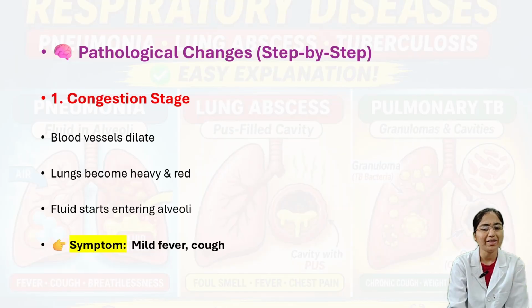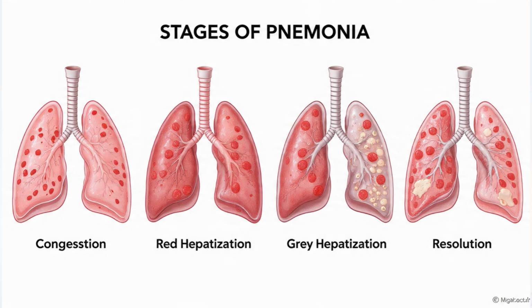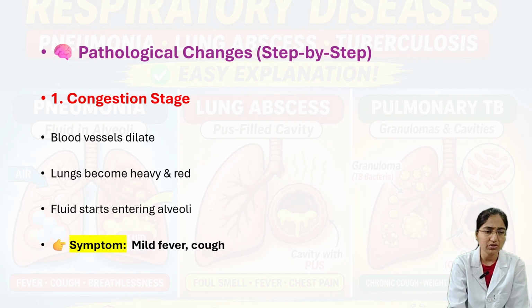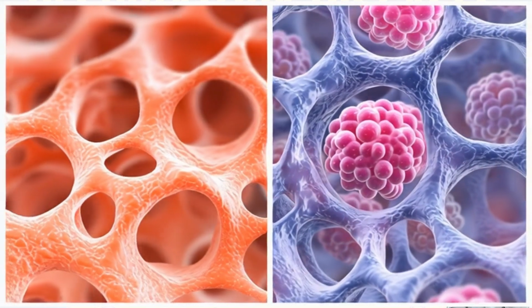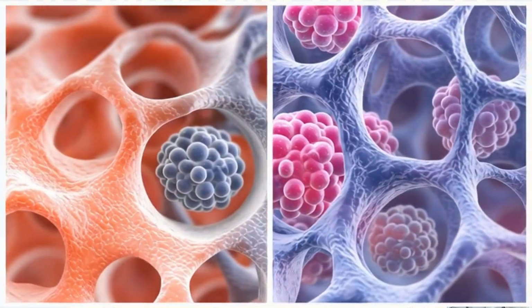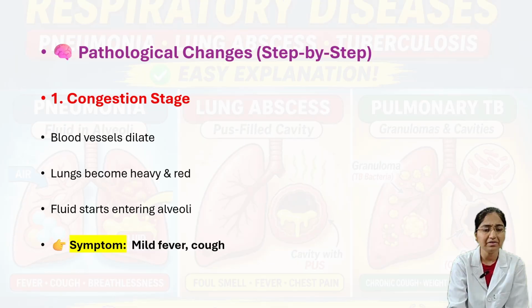Now we'll see pathological changes step by step. It's very important. The first stage is the congestion stage. Here what happens? Blood vessels dilate, the lungs become heavy and red, and fluid starts entering the alveoli. The symptoms we can see are mild fever and even cough.